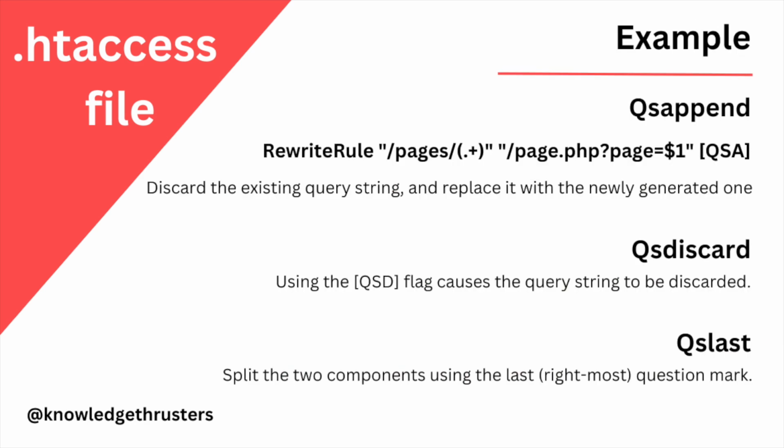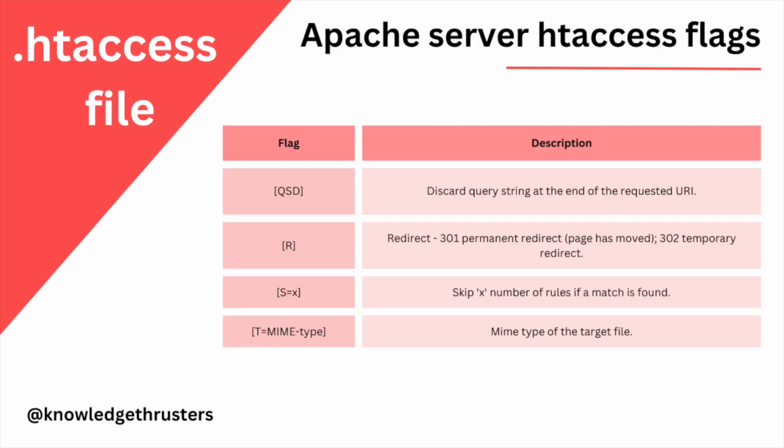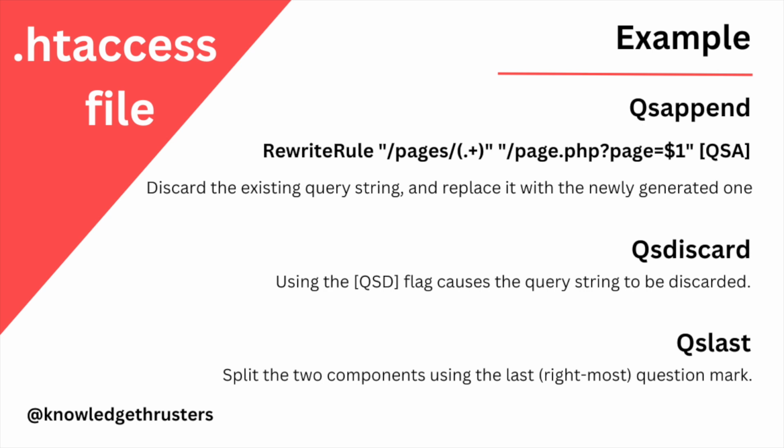So let me give you an example. Here you can see pages, if any query string is there, then it will be replaced with page equals to whichever value is there. So it will be appended like this. Next is QSD, that is discard query strings at the end. So you can use this flag if you want to remove any appended query string.